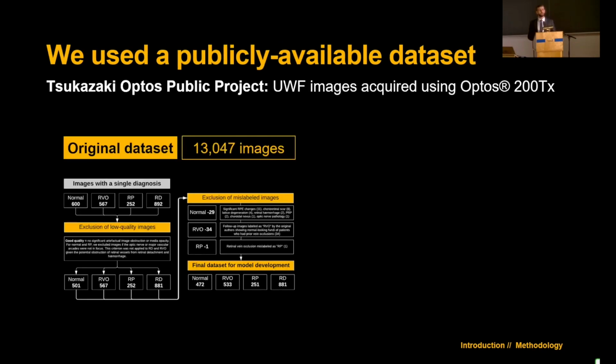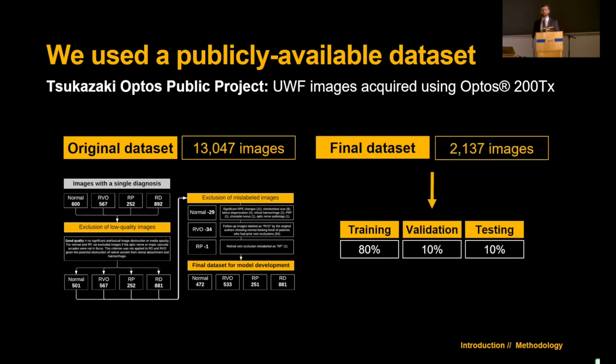For that, we used a publicly available dataset provided by the Tsukazaki Optos Public Project that included more than 13,000 ultra-wide field images acquired using the Optos machine. Through a robust dataset preparation methodology, we narrowed it down to a final dataset of 2,137 images, including normals, RVO, RP, and RD cases. We split the dataset 80% for training, 10% to fine-tune the model, and 10% to test it.